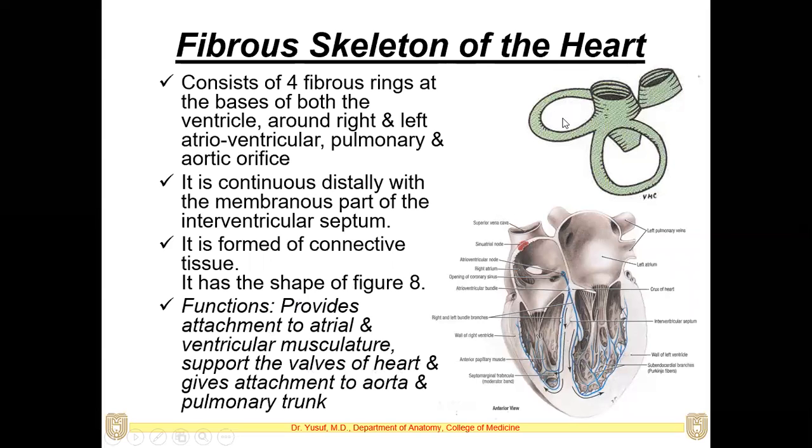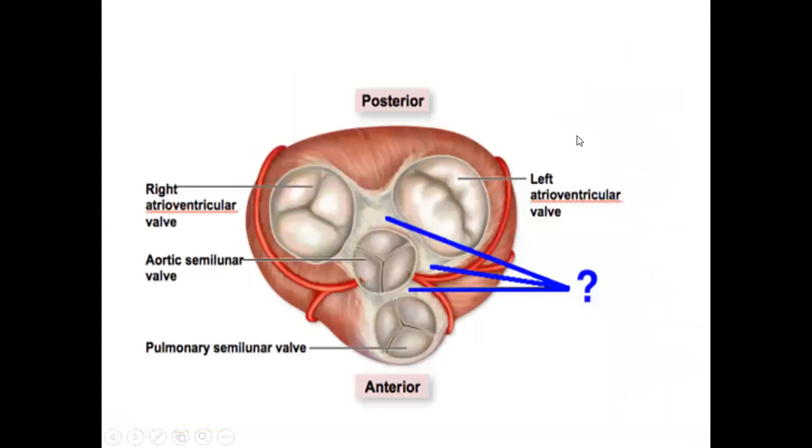So for the valves to work properly, the opening should always be open, and the fibroskeleton also supports the valves for their attachment. The valves are attached to this fibrous skeleton, and it gives attachment to the aortic as well as the pulmonary trunk also. As you can see here, there will be attachment of the pulmonary as well as the aortic trunks. So this is the fibrous skeleton of the heart. This is how it looks. These are the atrioventricular orifices guarded by valves. Here is the tricuspid valve and here is the bicuspid.